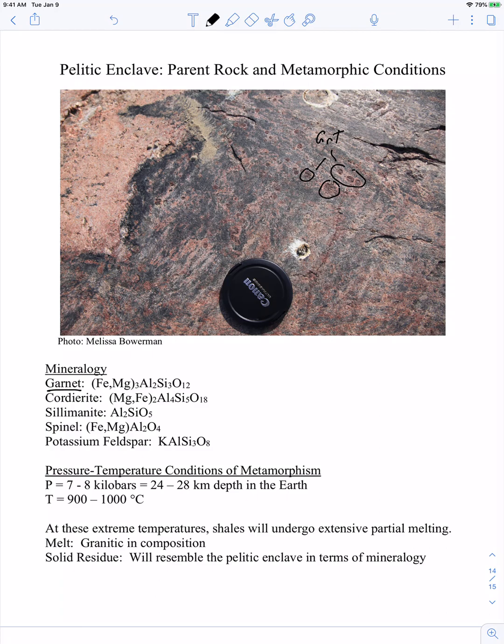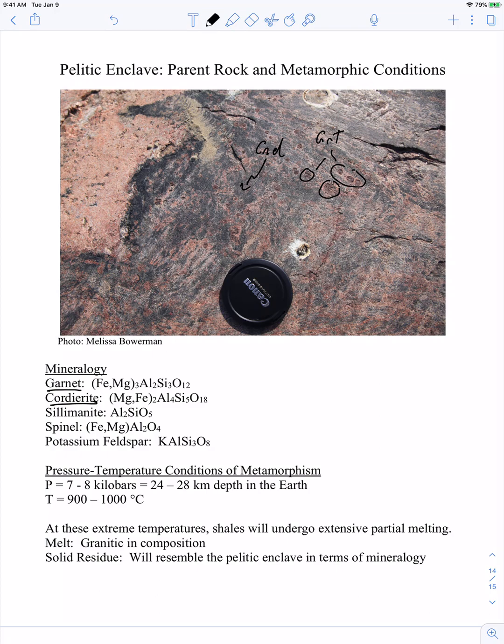The second mineral that you can make out with the naked eye has a very dark blue to black color. That's this stuff over there. And that's the mineral cordierite. Okay, and so there's lots of cordierite in this politic enclave.